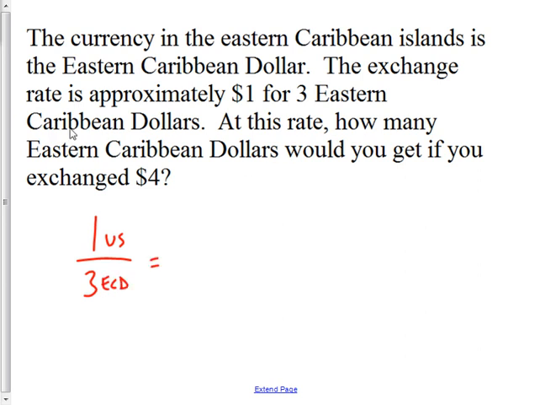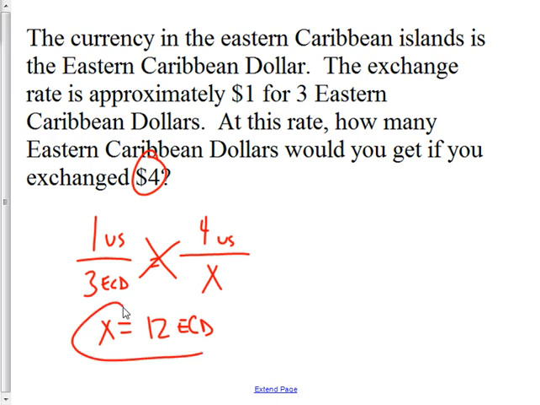At this rate, how many Eastern Caribbean dollars would you get if you exchange $4? So we're going to put 4 on the top this time, because we're exchanging 4 US dollars, and I'm going to put X down here because I want to know how many Eastern Caribbean dollars we would get. Alright, so cross multiply and divide, 1 times X, this is nice and easy again. So we just get X is equal to 12, and this would be Eastern Caribbean dollars. Alright, so if you exchanged 4 US dollars, you would get 12 Eastern Caribbean dollars in return.